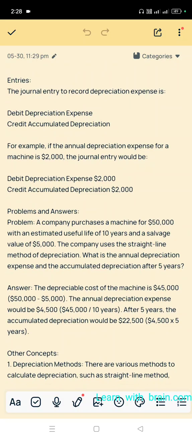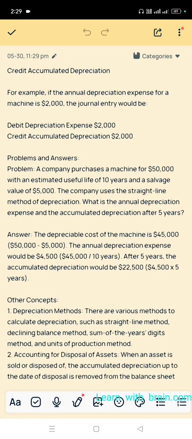Next, entries. What is the journal entry to record depreciation expense? Debit depreciation expense account, credit accumulated depreciation account. It is an expense, that's why we have to debit depreciation expense. Accumulated depreciation is treated like a liability, so that's why we have to credit the accumulated depreciation account. For example, if the annual depreciation expense for a machine is 2,000, the journal entry would be debit depreciation expense 2,000, credit accumulated depreciation account 2,000.